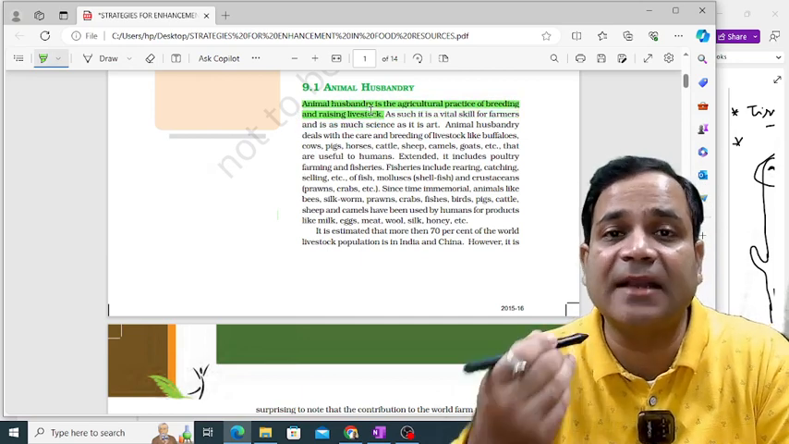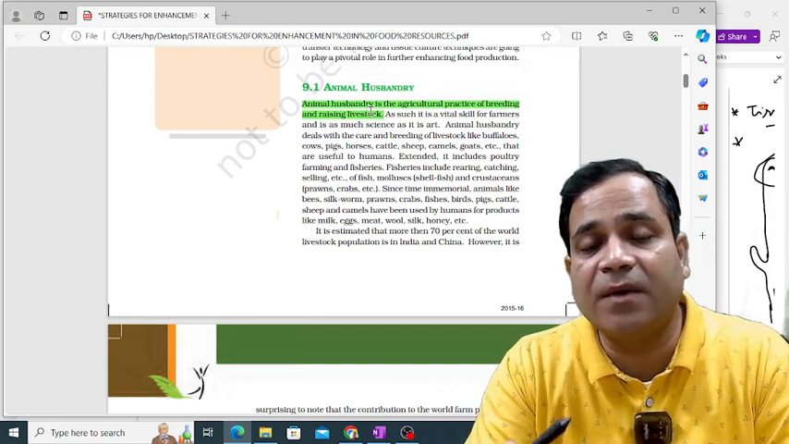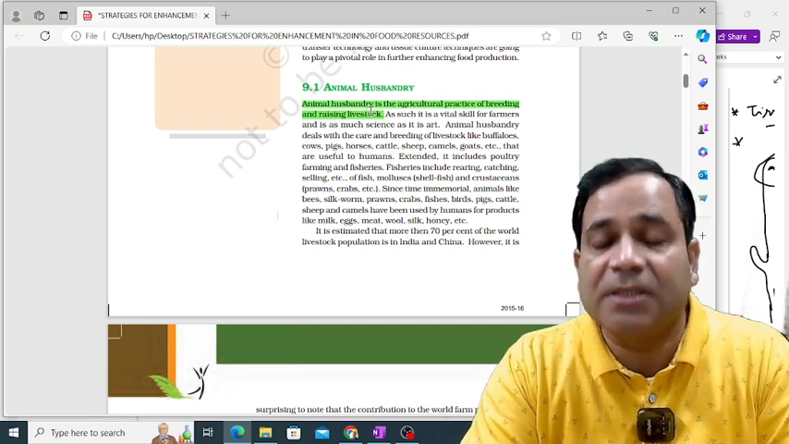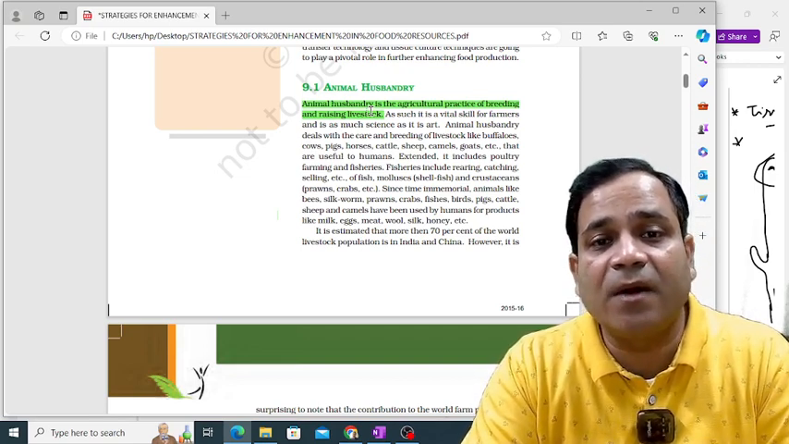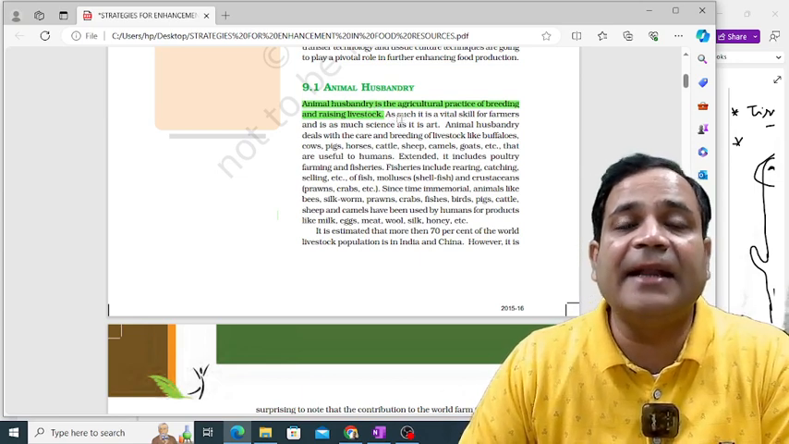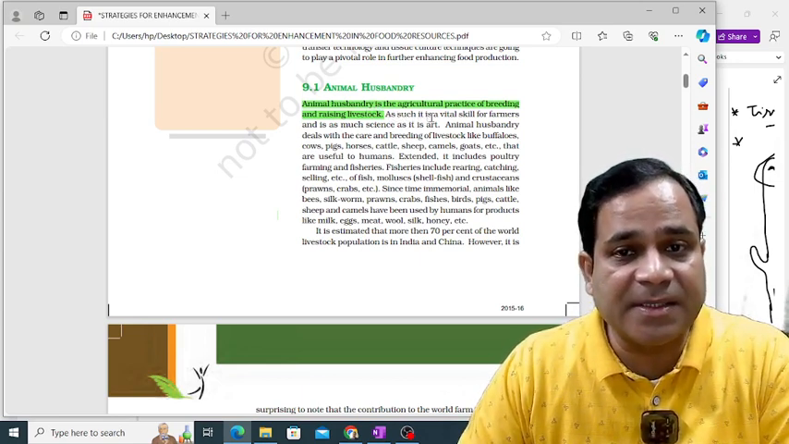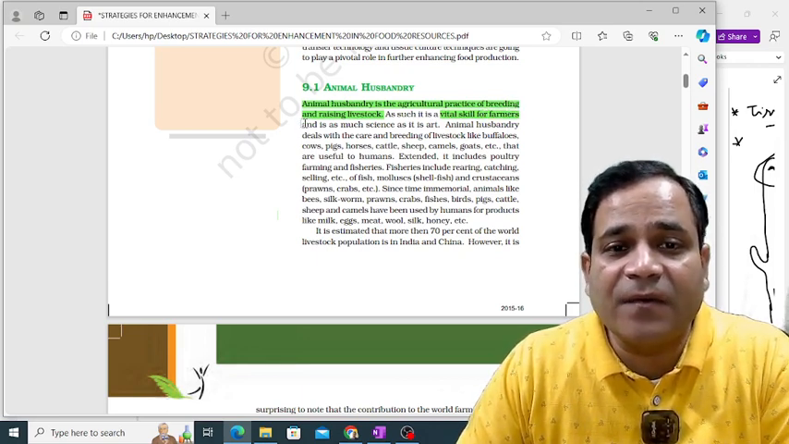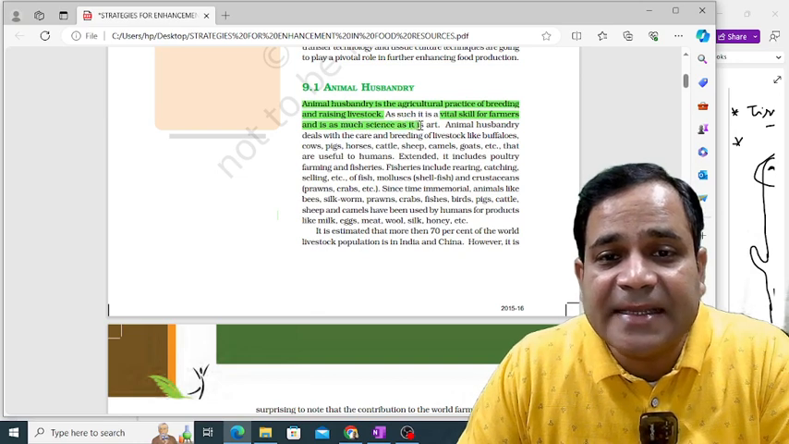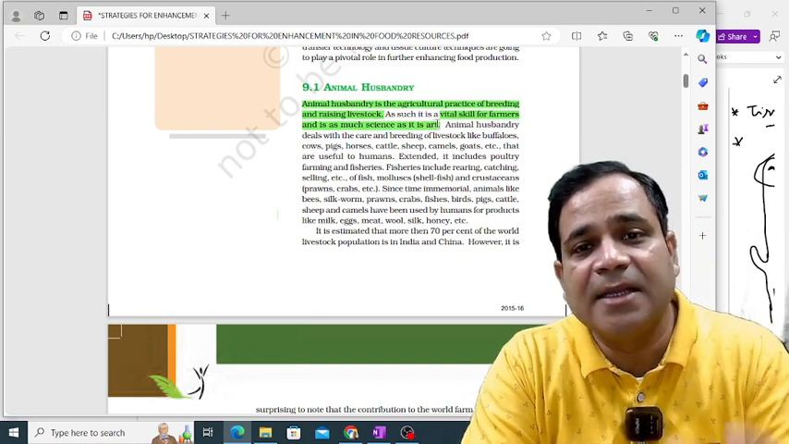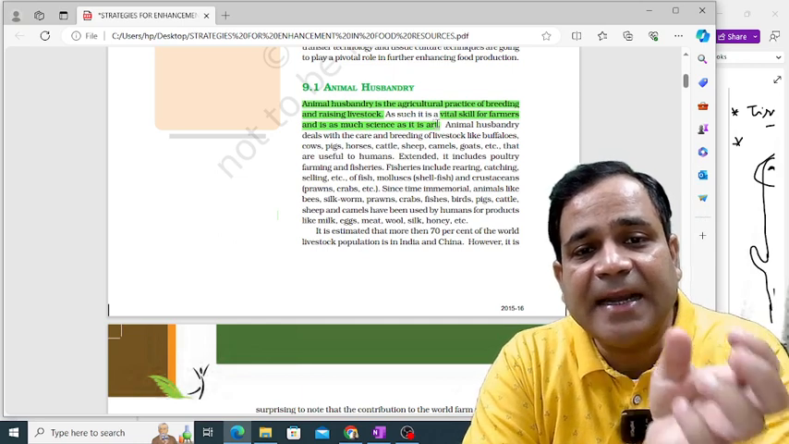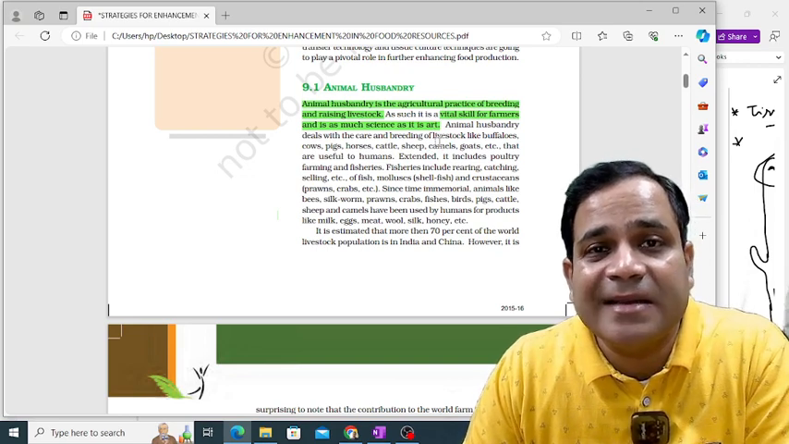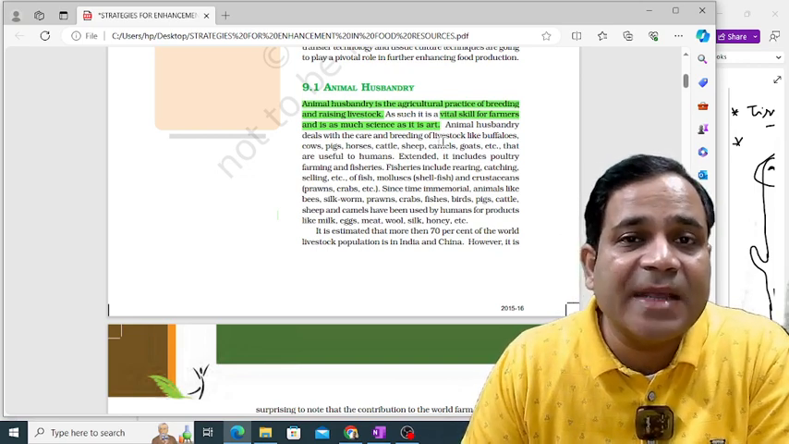If we want to raise livestock, if we want to raise grains, crops, then what do we do, my dear? We are responsible for animal husbandry, and animal husbandry is an agricultural practice. It is a vital skill for farmers, and is as much science as it is an art. So this is the art of how to increase the livestock, how we raise the livestock.